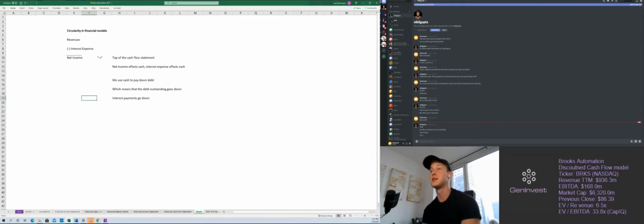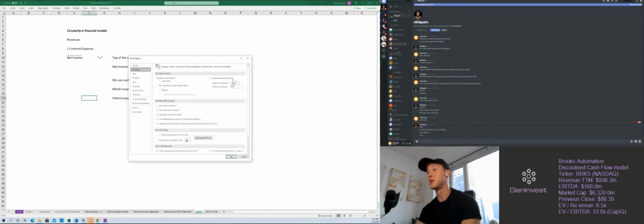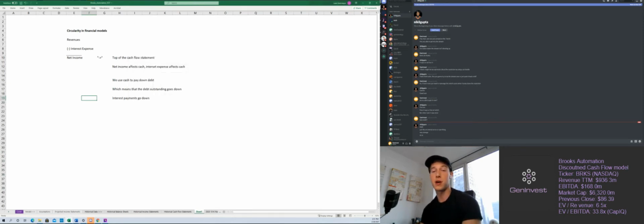So if you do Alt FT, you get into the options menu of Excel. You can jump over here to formulas, and right over here, you see iterative calculations. For now, we're gonna turn this off because we have a circ switch built in, but when we want Excel to work with iterative calculations, we'll turn it back on.